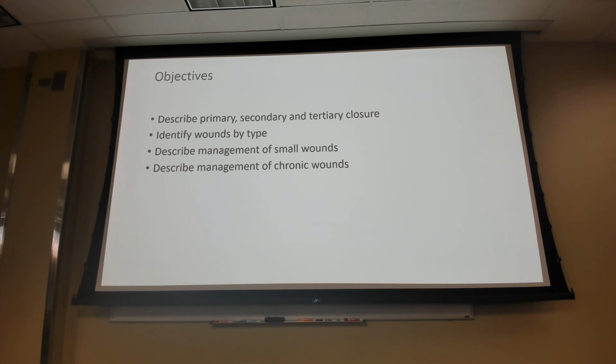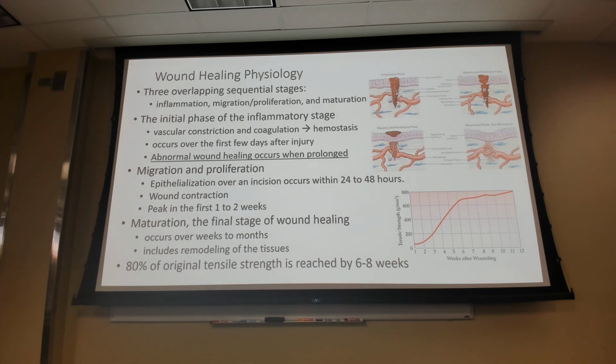How we manage it, and what can affect those. But it's important we look at wound healing physiology first. So we've got three sequential stages: inflammation, migration and proliferation, and maturation.